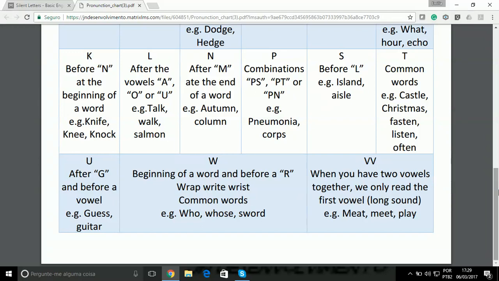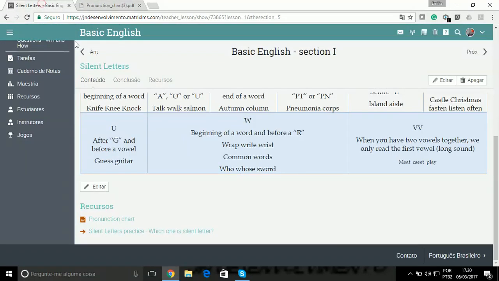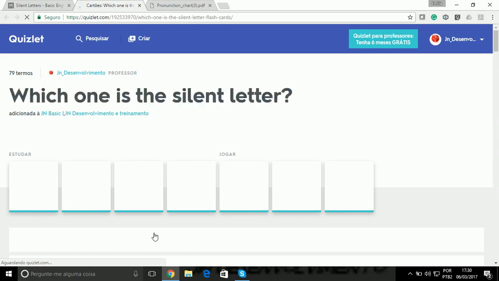And when we have two vowels together, we don't read the second vowel. We just read the first vowel with a long vowel sound. So for example, meet and meat. They have the same sound but different meanings. And play. So this is our lesson today. Please go back to our lesson here, and there are some exercises for you to do here. Okay? Thank you.